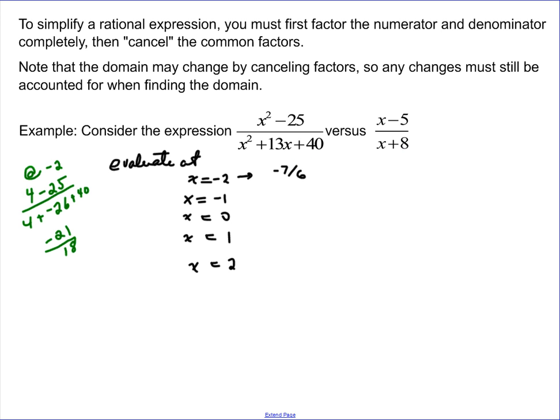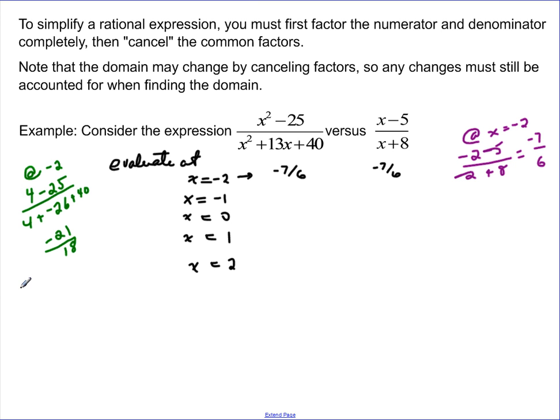All right, what happens right over here? Well, if we try it with x minus 5 at x equals negative 2, we get negative 2 minus 5 divided by negative 2 plus 8, which is negative 7 divided by 6. Lo and behold, it's the same value, negative 7 over 6. That's kind of interesting. Let's try it one more time.